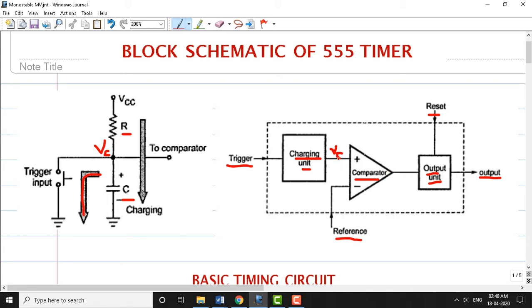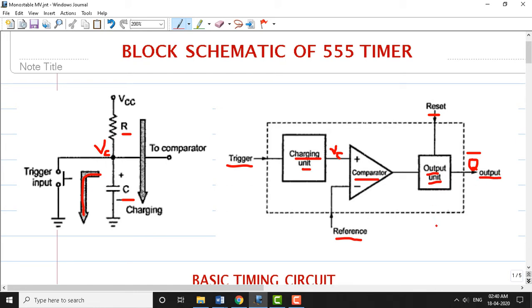If the capacitor voltage VC is greater than the reference voltage, then the comparator output goes to high level. So when the comparator output goes to high level, the output will stay at 0. Because this output is straight away going to the S input here, and we take output here at Q bar. So therefore output goes to 0 here.